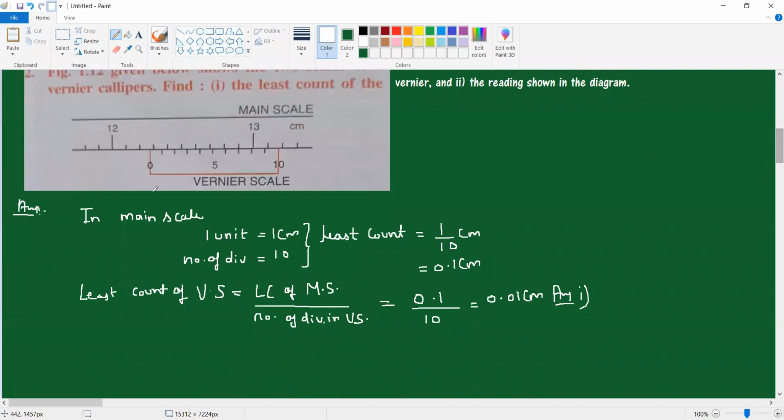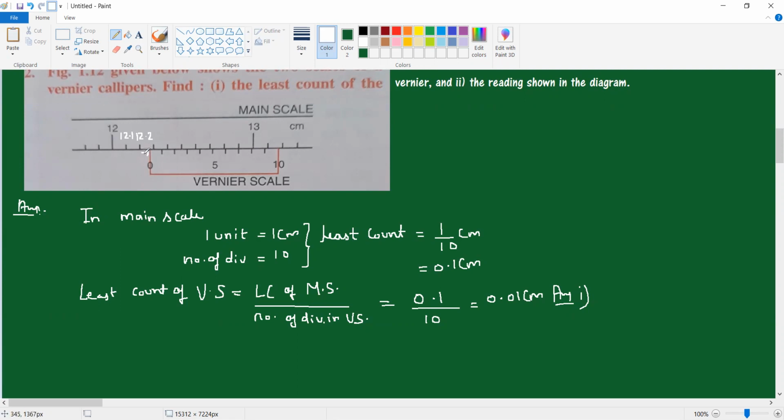The reading shown in the diagram. See, if we watch it closely, this is 12.1. This is 12.2. So it is somewhat ahead of 12.2. Clear? So 12.2 centimeter main scale reading is confirmed. This distance between, 1 millimeter, 0.1 centimeter on main scale, the width which is lesser than the least count of main scale, we measure it using vernier scale.